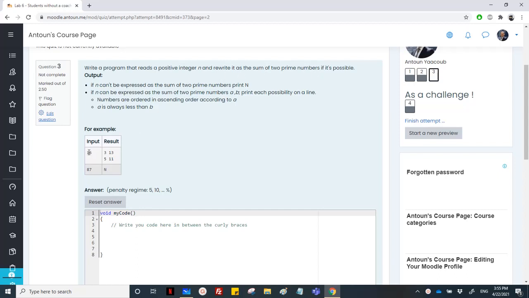So for example here, 16 could be written as a sum of two prime numbers: 3 plus 13 is equal to 16, and we also have another pair, which is 5 and 11. Both of these numbers are prime numbers.